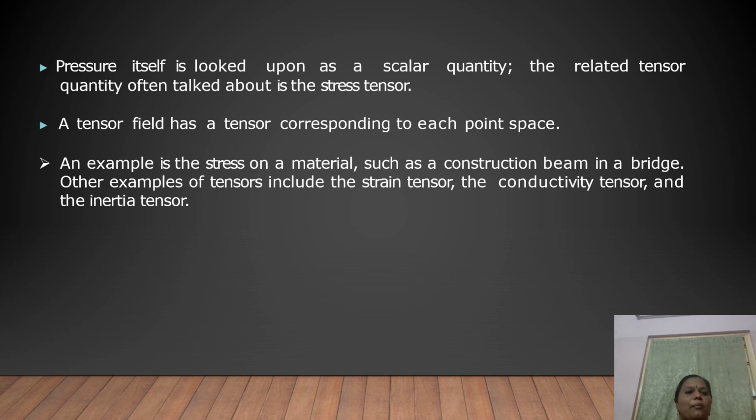Okay, a good example to understand the tensor is a physical parameter called pressure, which is usually referred to as a scalar quantity. The related tensor quantity is the stress tensor. So the stress tensor is the tensor which represents the physical parameter called pressure. And as we all know about the vector space, a tensor also has a tensor field, which has a tensor corresponding to each point in space.